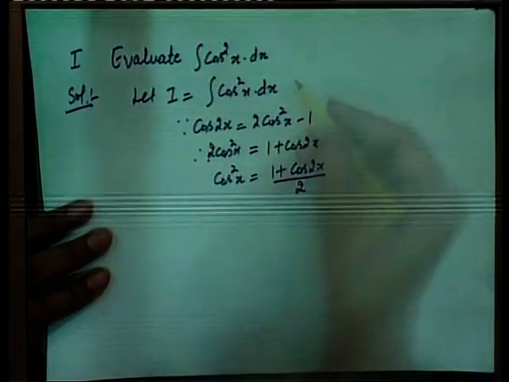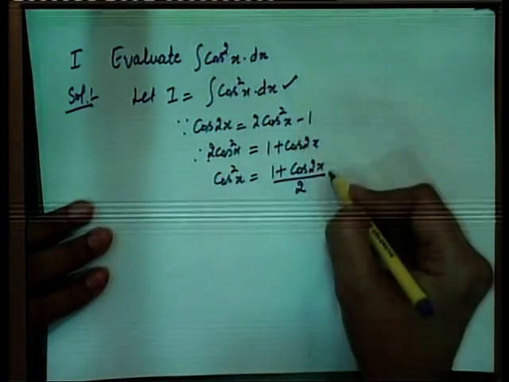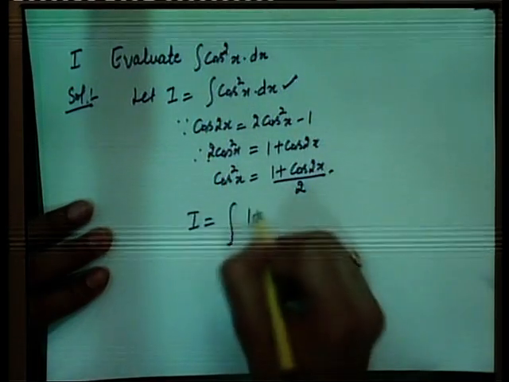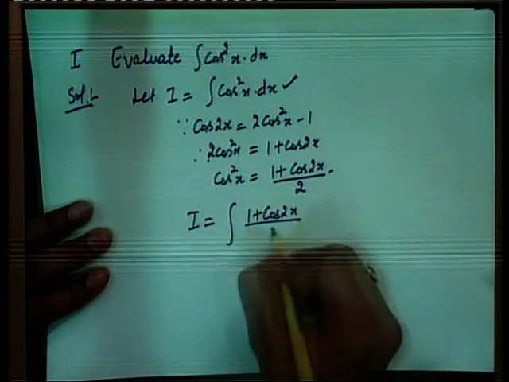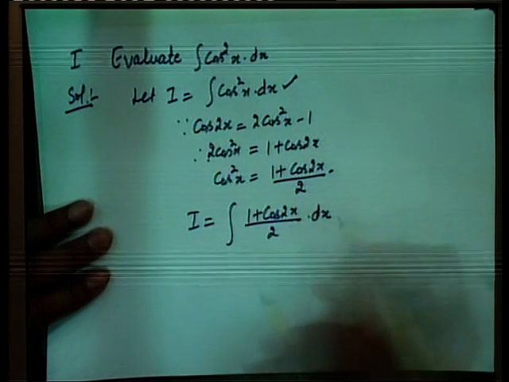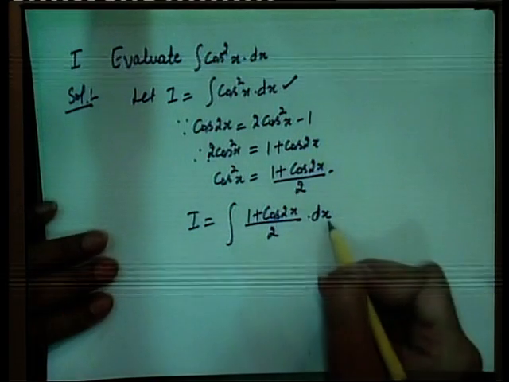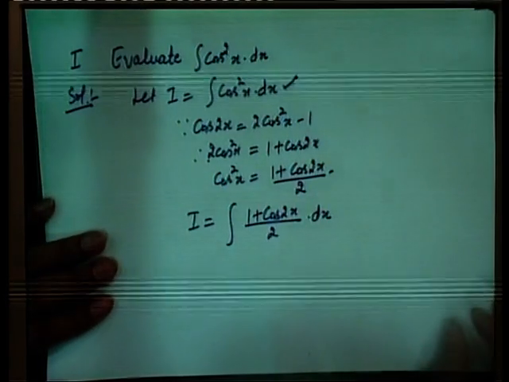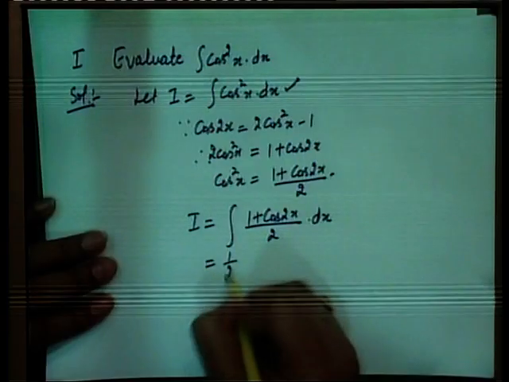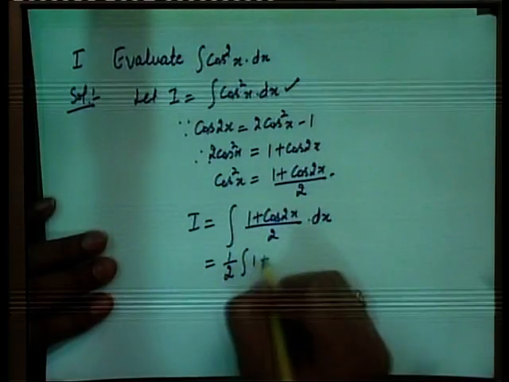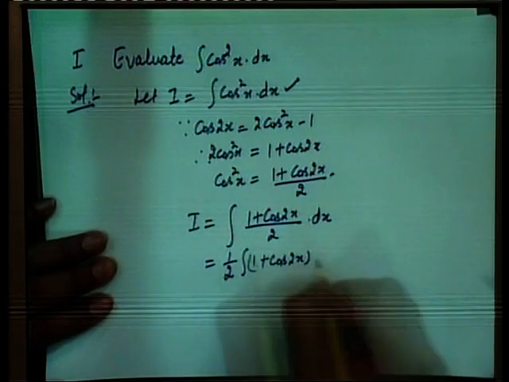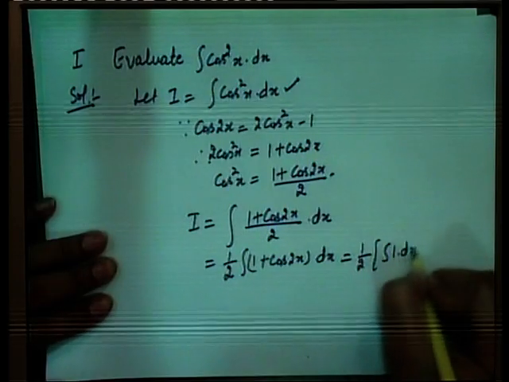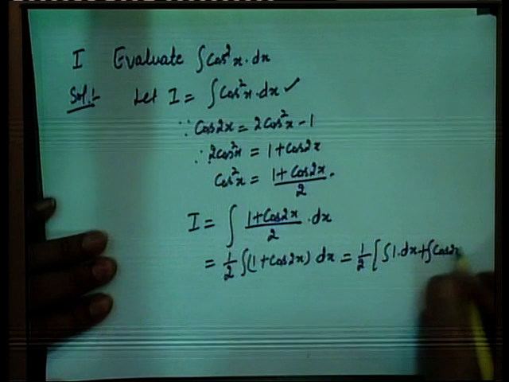What are we going to do? We are going to replace cos square x by 1 plus cos 2x over 2. I becomes the integral of 1 plus cos 2x over 2 into dx. Now, we are integrating this with respect to x. 2 is our constant term. We can take the constant term outside the sign of integration. This becomes 1 by 2 integral of 1 plus cos 2x into dx, and we can integrate term by term, integral of 1 plus integral of cos 2x.